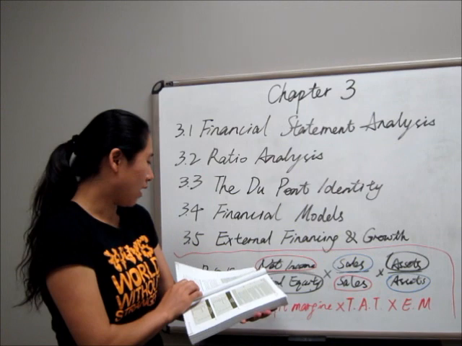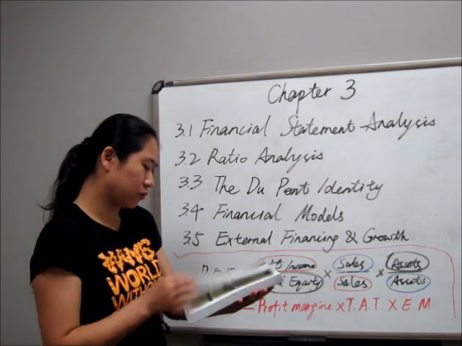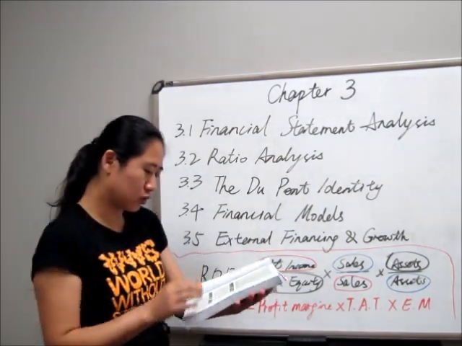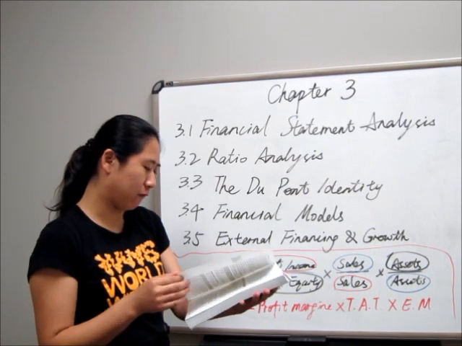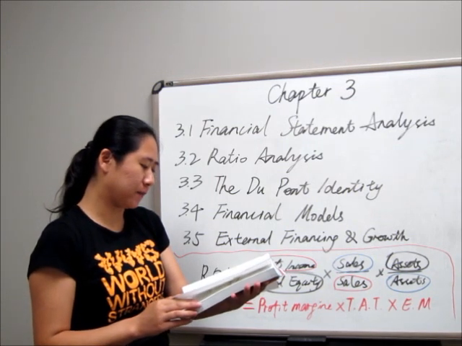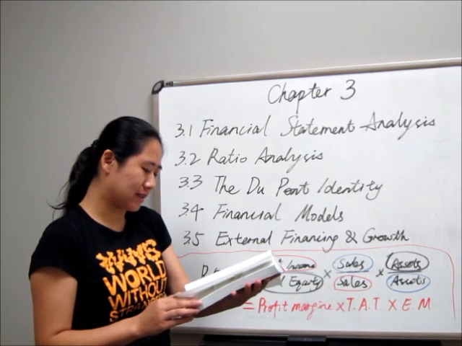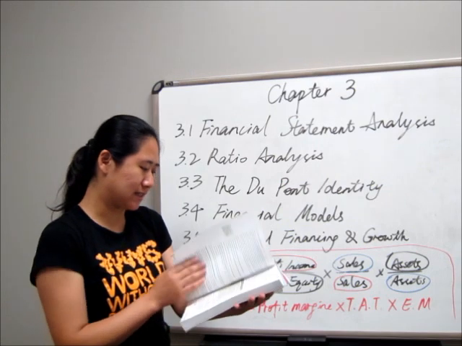The tables in our textbook, table 3.1, 3.2, 3.4, and 3.5 are examples of the common size balance sheet and common size income statement.